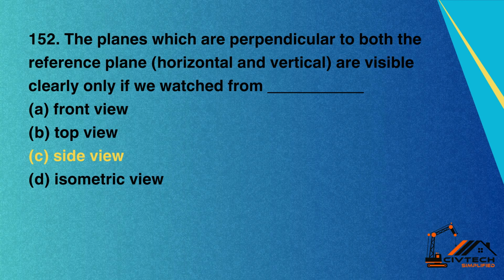152. The planes which are perpendicular to both the reference planes, horizontal and vertical, are visible clearly only if we watch from: A. Front view, B. Top view, C. Side view, D. Isometric view. Correct option, C. Side view.